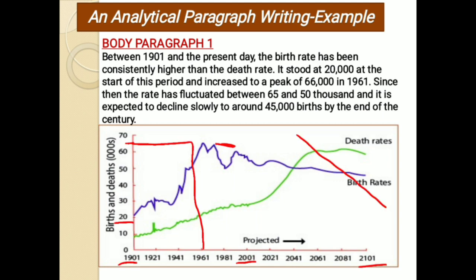So what we are going to write is, between 1901 and the present day, the birth rate has been consistently higher than the death rate. It stood at 20,000 at the start of this period and increased to a peak of 66,000 in 1961. Since then, the rate has fluctuated between 65 and 50,000 and it is expected to decline slowly to around 45,000 births by the end of the century.